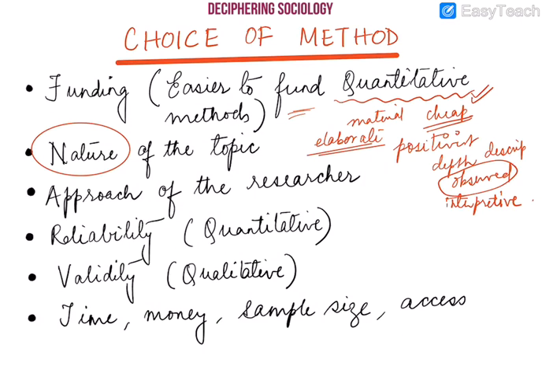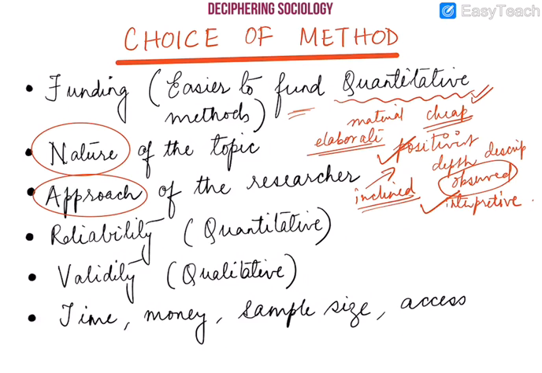Another point will be the approach of the researcher. The sociologist may be inclined towards either the positivist method or the interpretivist method. Accordingly, he or she will decide, "I am going to go for this particular method because I lean towards this thinking or philosophy."